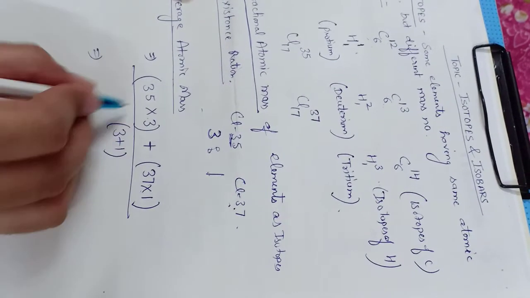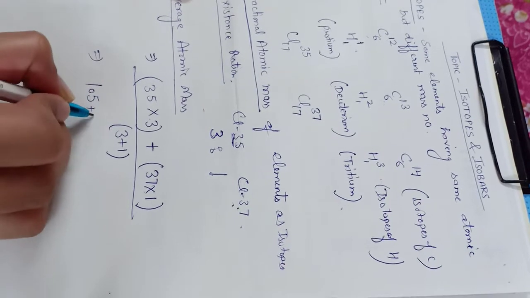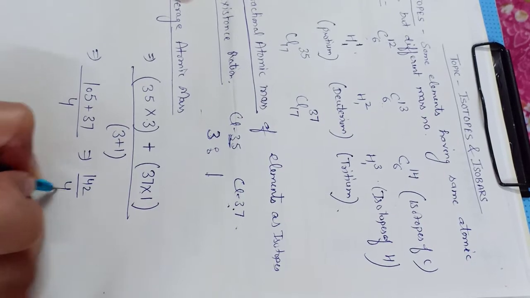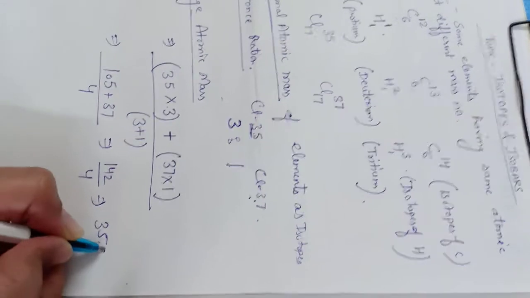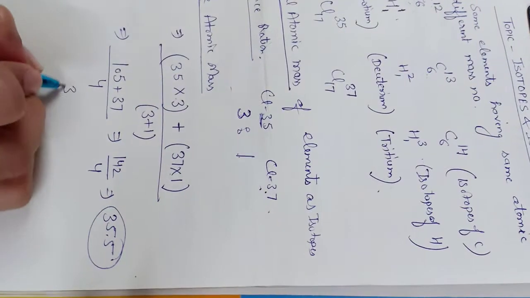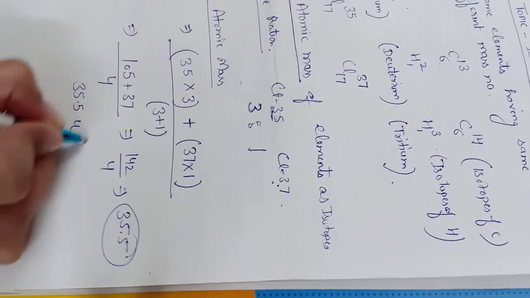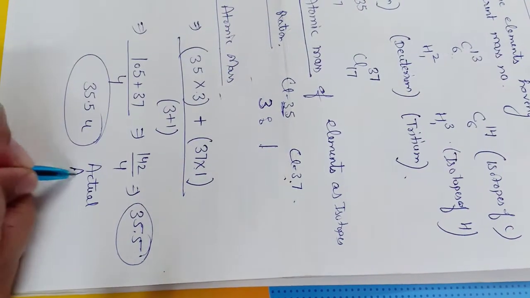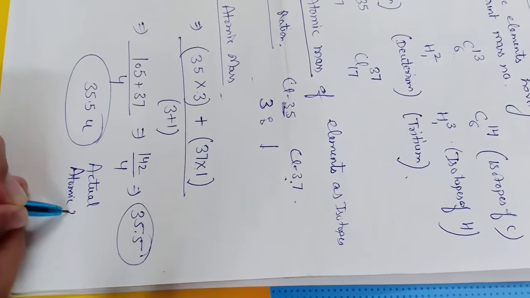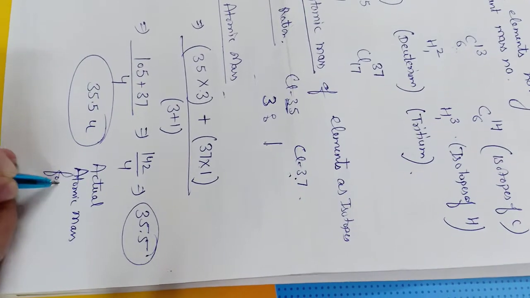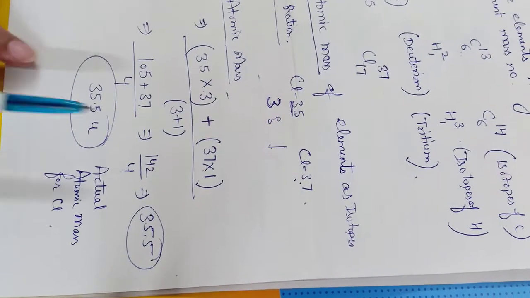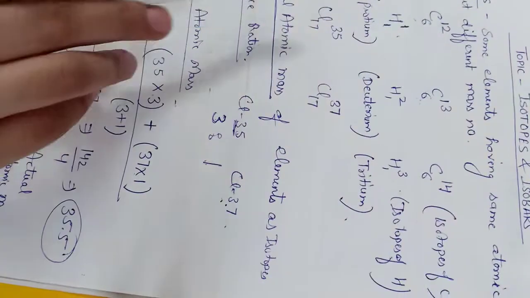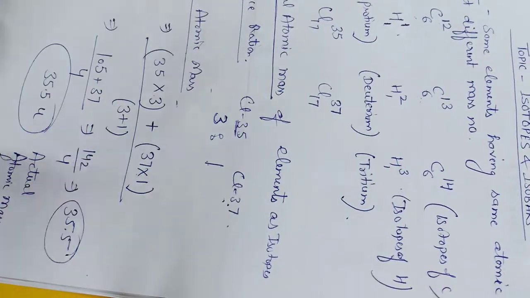When we calculate these terms, we have 142 divided by 4 and we get 35.5, and 35.5 atomic mass unit is the actual or average atomic mass for chlorine. So in this way we can calculate the actual atomic mass for those elements which exist in isotopic form.